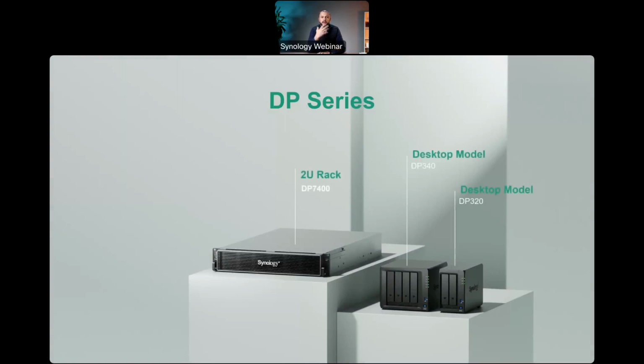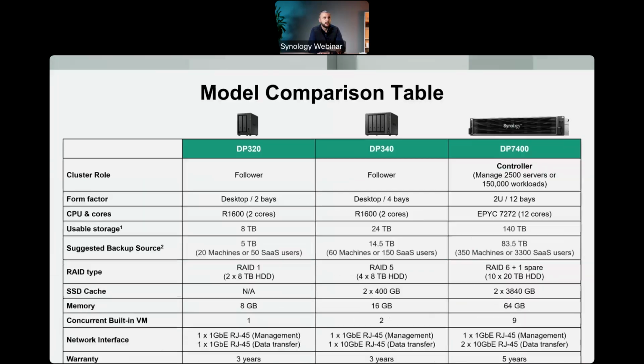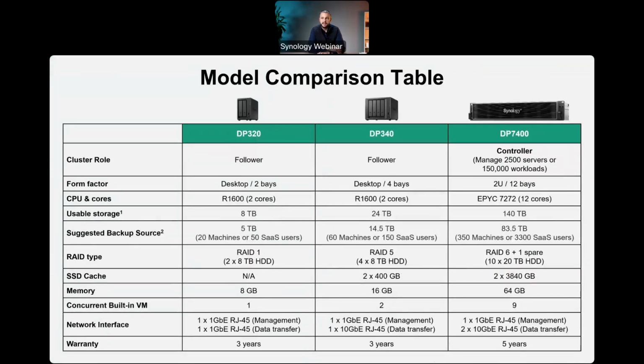So when it comes to the whole lineup, the DP series in the future is going to include a wider range of models, but what you can see in this slide is the currently available models. So we have the two desktop models, the DP320, which is a 2-bay, the DP340, which is a 4-bay, and the 2U rack model, the DP7400.